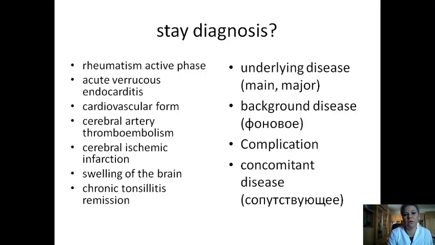You must assign those processes and diseases to the four main rubrics of diagnosis: underlying disease, background disease, complications, and concomitant disease.